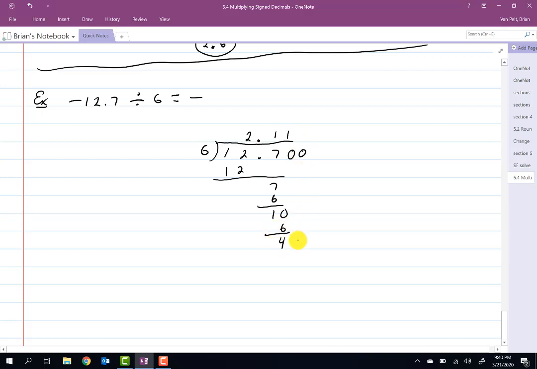Bring down another 0. Increase this bar as you need. 6 goes into 40 6 times. Subtract, get 4. Bring down another 0. 6 goes into 40 6 times. And by now I see the game. I see that these 6s are going to go on forever. So my answer is negative 2.116 with a bar just over the 6.